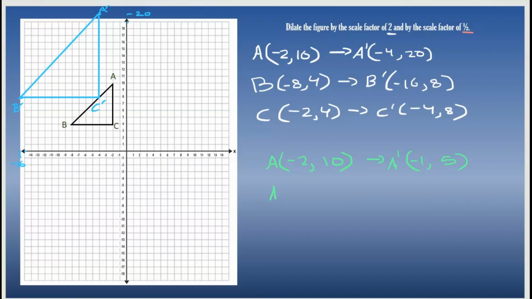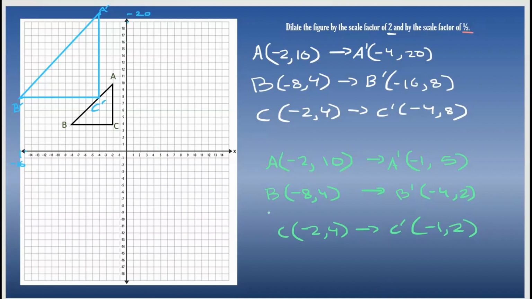Okay, and then here we're going to figure out the point B prime. So point B was negative 8 comma 4. So negative 8 divided by 2, or times a half, would be negative 4. 4 times a half would be 2. Last point, C. C is negative 2 comma 4. And C prime would be, so negative 2 times a half would be negative 1. 4 times a half would be 2.